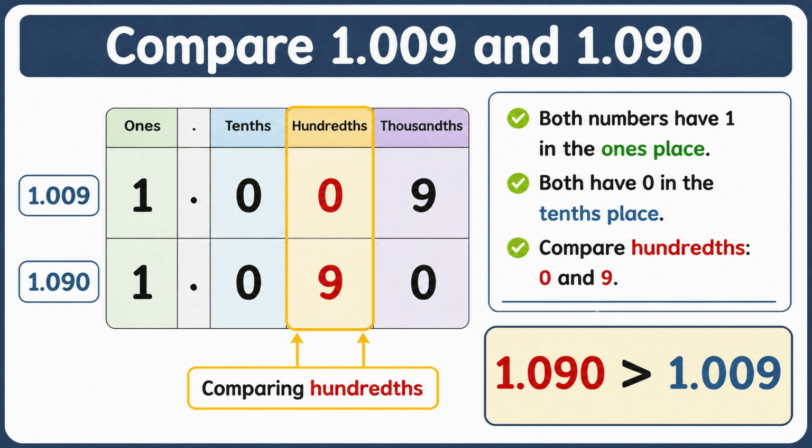Compare 1.009 and 1.090. Both numbers have 1 in the ones place. Both numbers have 0 in the tenths place. Now compare the hundredths place. In 1.009, the hundredths digit is 0. In 1.090, the hundredths digit is 9. Since 9 hundredths is greater than 0 hundredths, 1.090 is greater than 1.009.